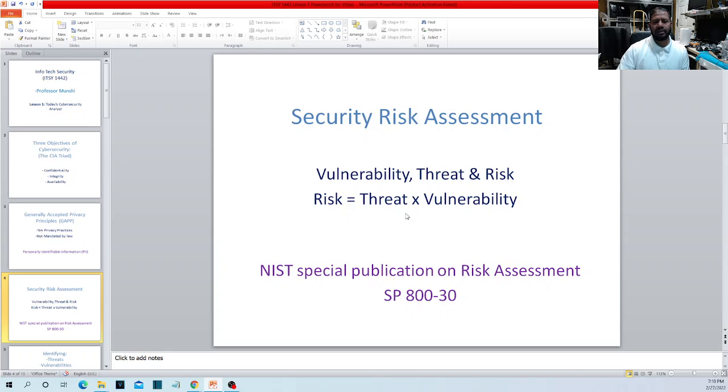Now we're talking about security risk assessment. Risk assessment, what does that mean? What is a risk? And how do we assess the risk? Before we understand the risk, let's talk about two terms first: vulnerability and threat. What is vulnerability? Vulnerability means weakness.